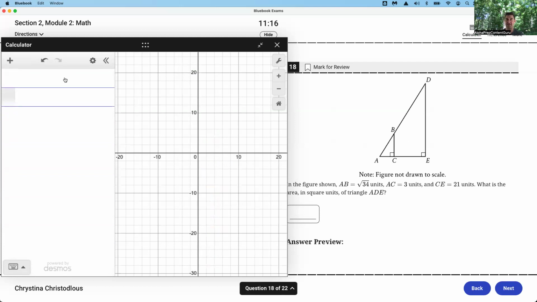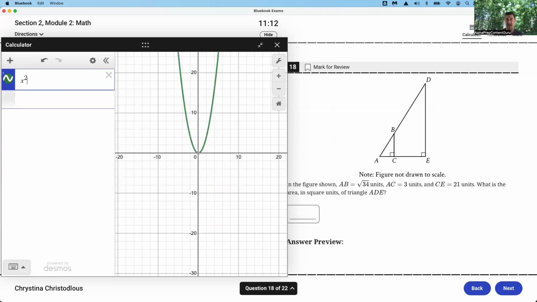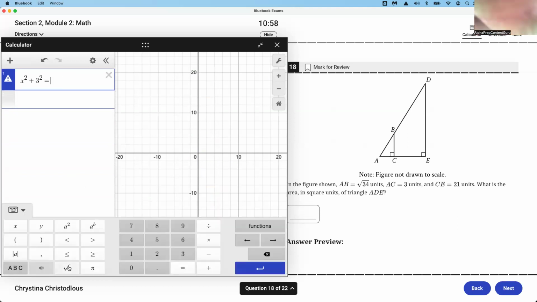I don't know BC. So what I'm going to do is I'm going to call BC x and say x squared plus 3 squared equals the square root of 34 squared. So sure enough, let me go like this and go boom. Come on now. Square root of 34 squared.